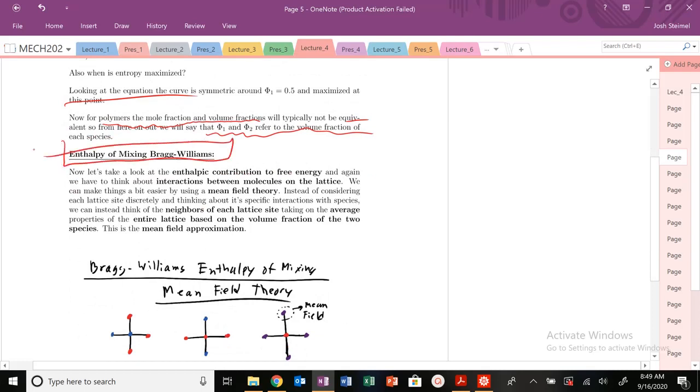Next time we're going to get into enthalpy, and then you'll have the full free energy for Bragg-Williams. We'll be able to see what conditions will mix and what conditions won't mix, and then we'll move on to polymers and phase diagrams and lots of fun things coming up, and chi parameters.